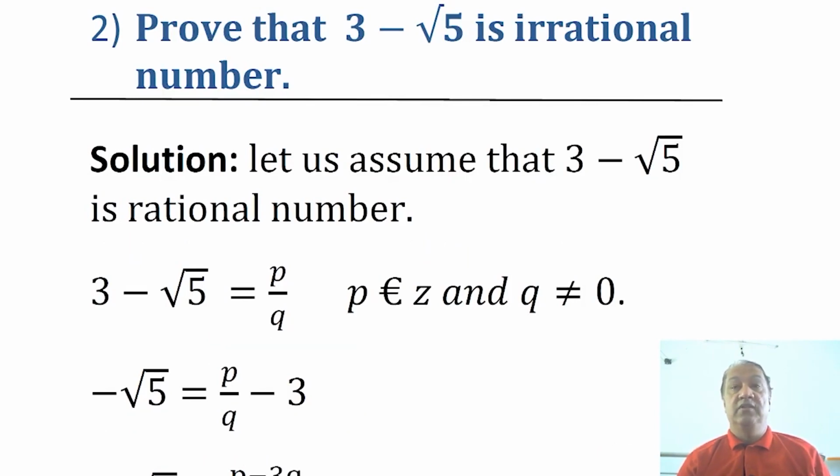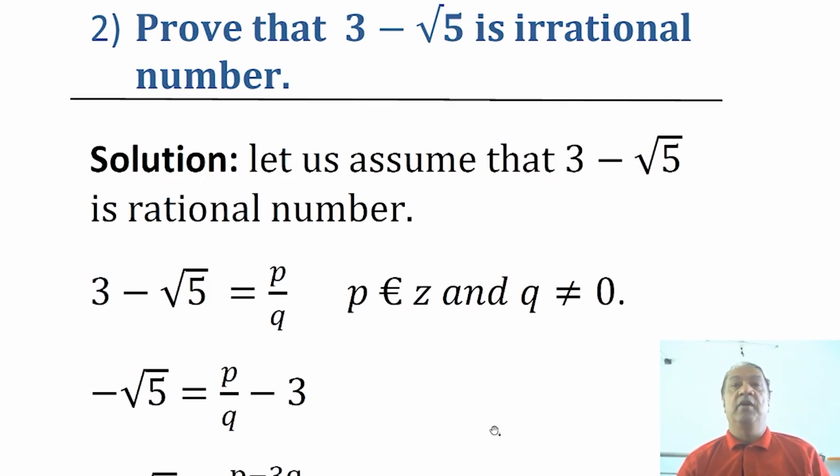Now let us solve another problem. Prove that 3 minus root 5 is an irrational number. Now here also let us assume that 3 minus root 5 is a rational number. So consider 3 minus root 5 is a rational number, so it becomes p by q. P belongs to Z, that means p is an integer. It may be 0, 1, 2, 3, 4 or minus 1, minus 2, minus 3. They are all integers and q should not be equal to 0.